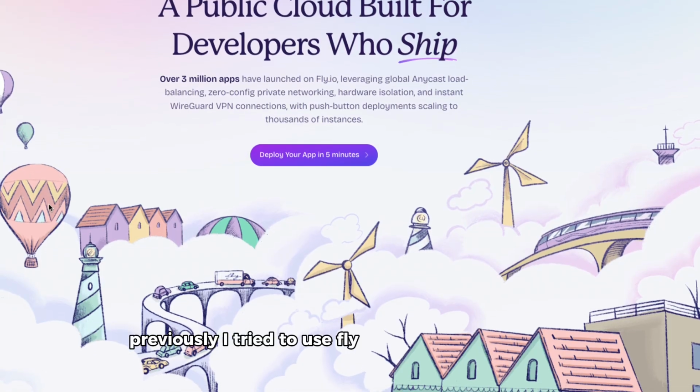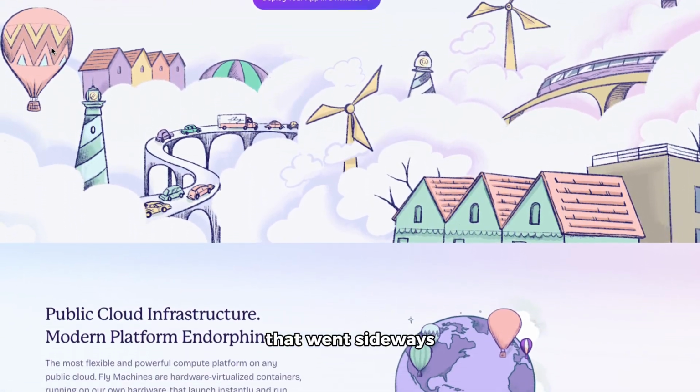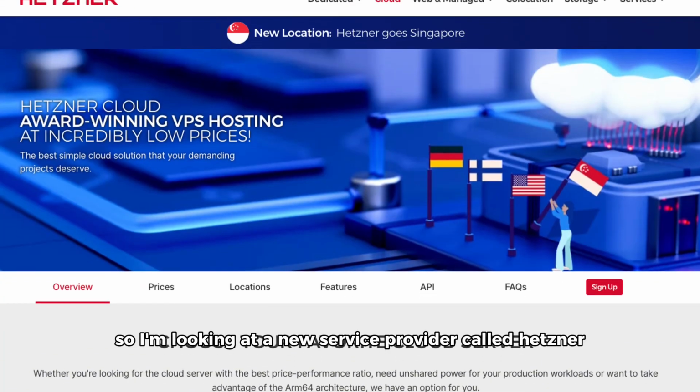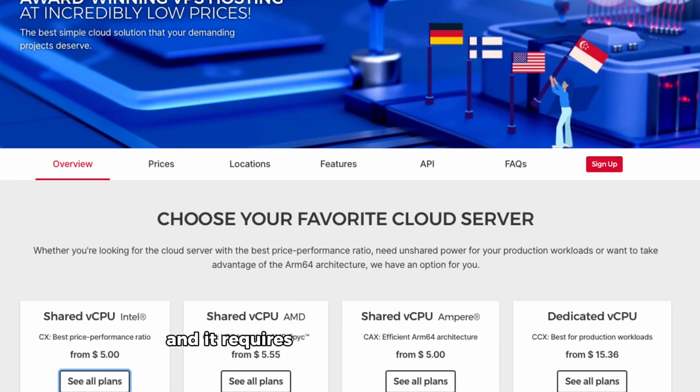So previously I tried to use Fly.io to host my server and that went sideways. So I'm looking at a new service provider called Hetzner, and I have no idea how to use this, and it requires me to learn Dockers as well.